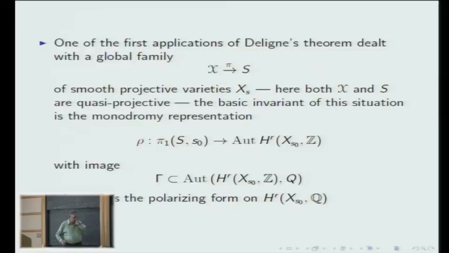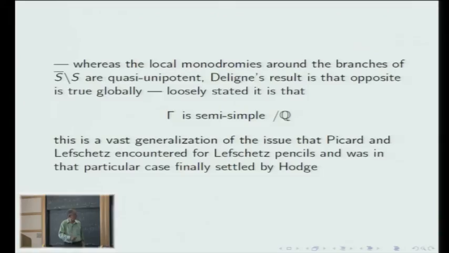Coming back to general mixed Hodge theory, one of the first applications of Deligne's theorem was where you have a global parameter space, as in Sophie's talk, of smooth projective varieties. And you have the monodromy representation, how the fundamental group acts on cohomology. The image is called the monodromy group, and it preserves the polarizing form. It's important here that you have the polarizing form as part of your picture.